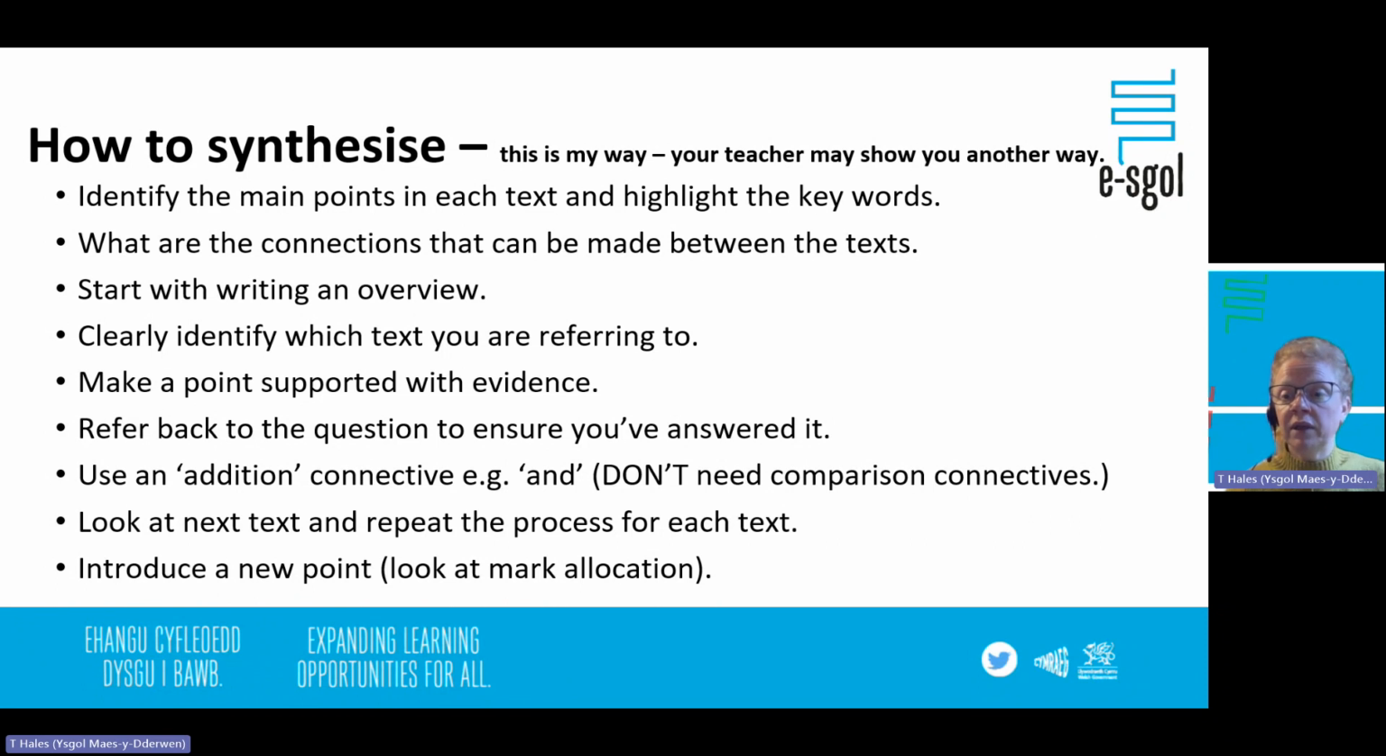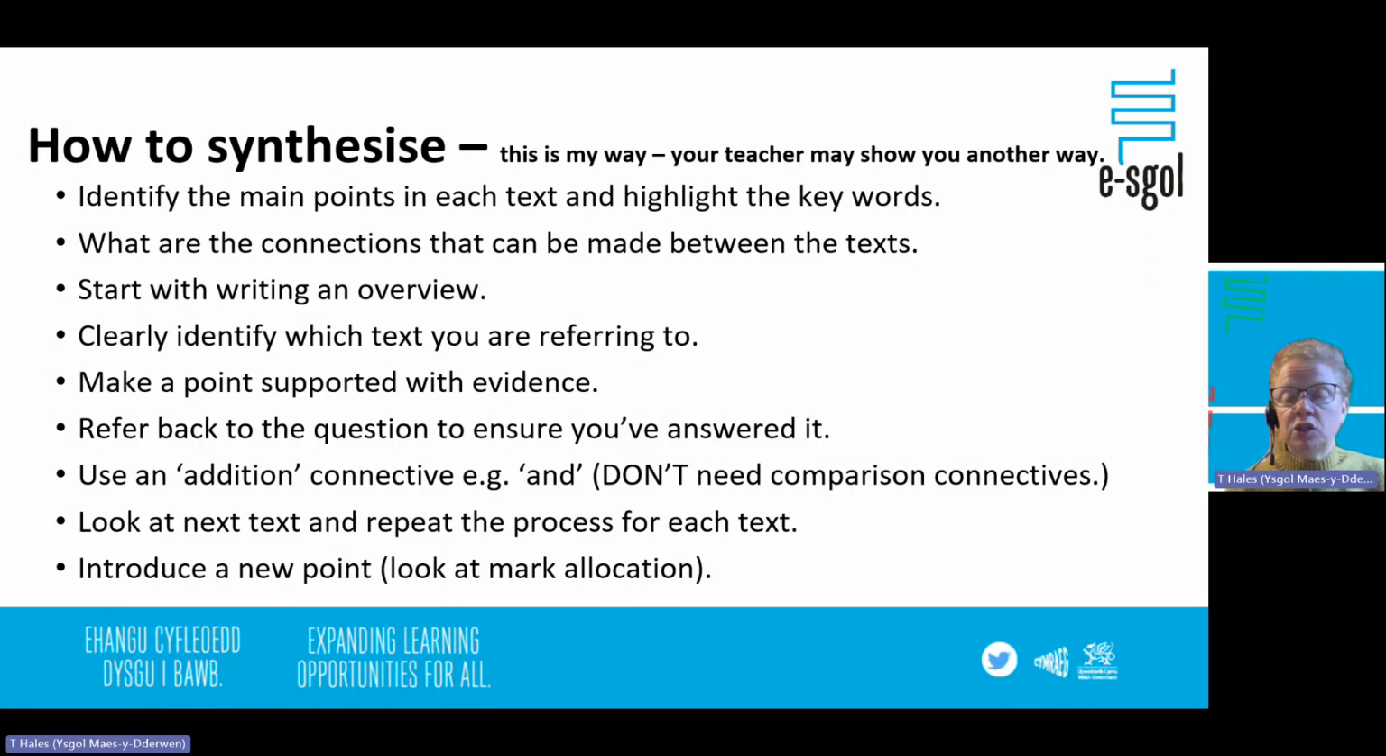So you're looking for anything about the international work, you're highlighting it. Are there any connections that can be made between the texts? Do they talk positively about it? Do they talk negatively about it? Can you use that as your overview that you're going to start with? So could you say something like text C and text D both mention the international work of the RNLI and say that, is there something they've got in common?